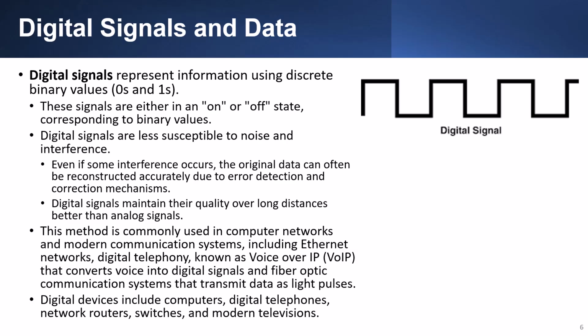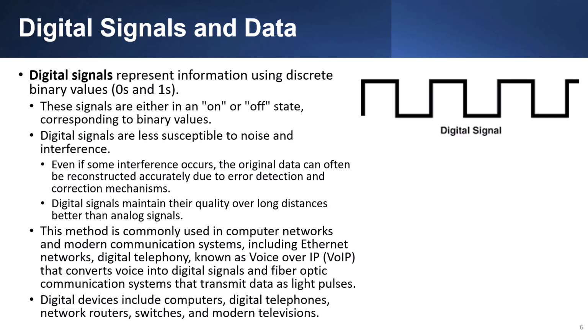Digital signals represent information using discrete binary values, 0s and 1s. These signals are either in on or off state corresponding to binary values. Digital signals are less susceptible to noise and interference. Even if some interference occurs, the original data can often be reconstructed accurately due to error detection and correction mechanisms. Digital signals maintain their quality over long distances better than analog signals.